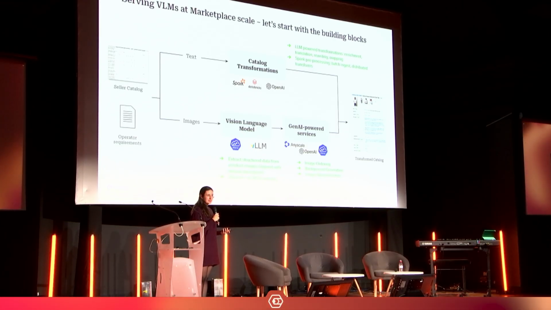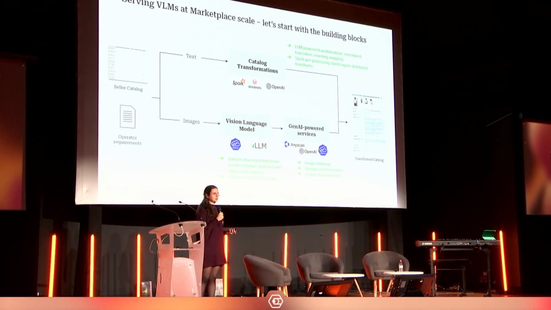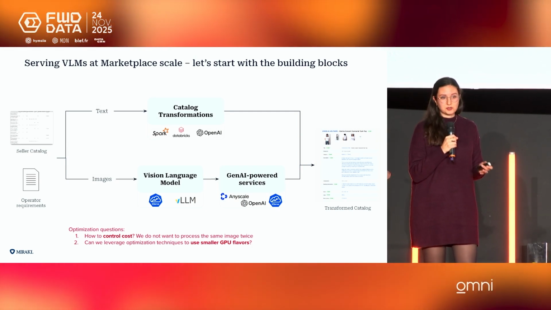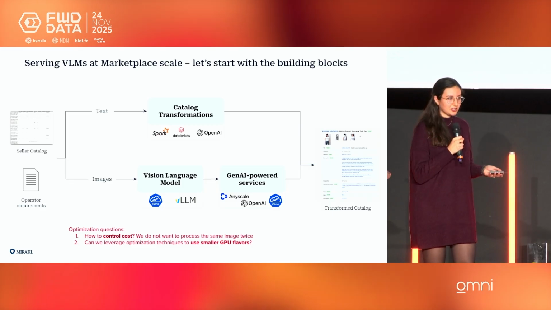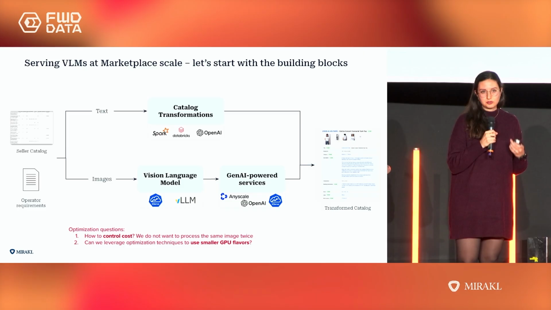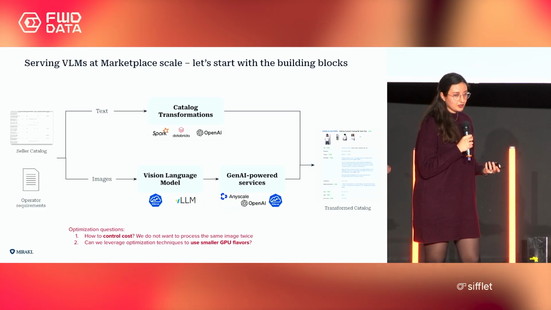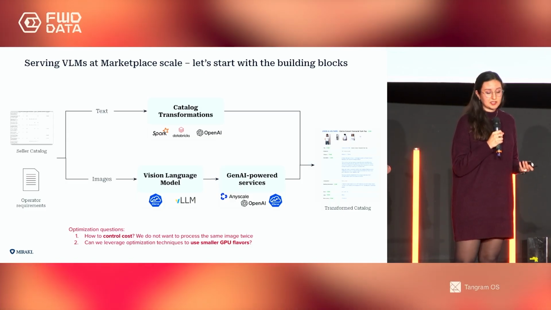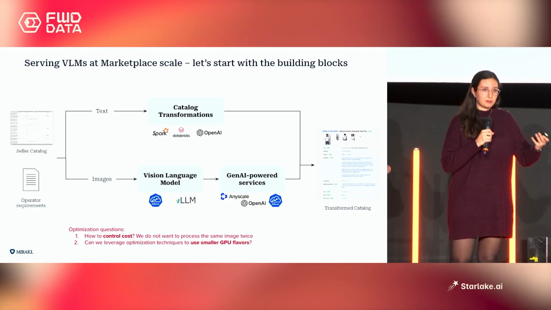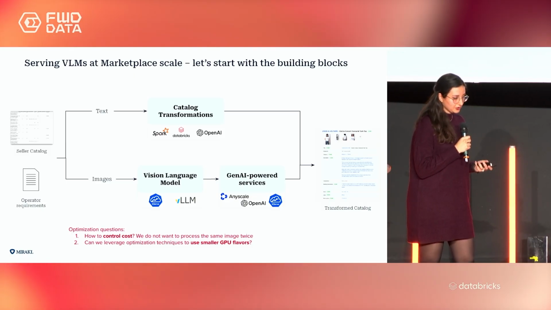So now we've got this in place, but the first thing we can think about is, okay, these are the building blocks. What are the optimizations we could think of? Everybody in this room knows that GPUs are hard to come by, and when they do come by, they come by at a cost. So how do we reduce that cost? How do we make sure that we're not reprocessing the same image twice? But also, are there any optimization techniques that we can leverage to use even smaller GPUs and make sure that we've got a bigger fleet or reduce our budget?